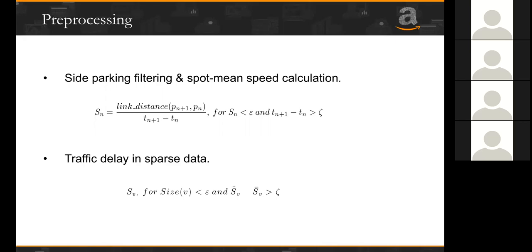So there are two kinds of outliers we try to remove to make the data cleaner. One is side parking. Vehicles pull over and park on the street, likely to be recorded as 0 speed observations. So if one vehicle moves only a short distance with a large temporal interval, the second sample can be removed as an outlier. The second type of outlier is traffic delay in sparse data. As we saw on the weekend, the data on each link will be very sparse, but occasional slow speed observations, such as stopping at a traffic light, will have a heavy weight in the final result. So we only take them into account if the sample size is large.